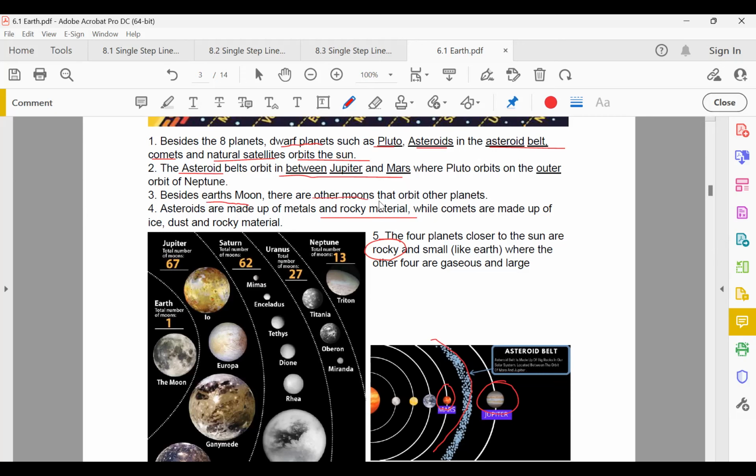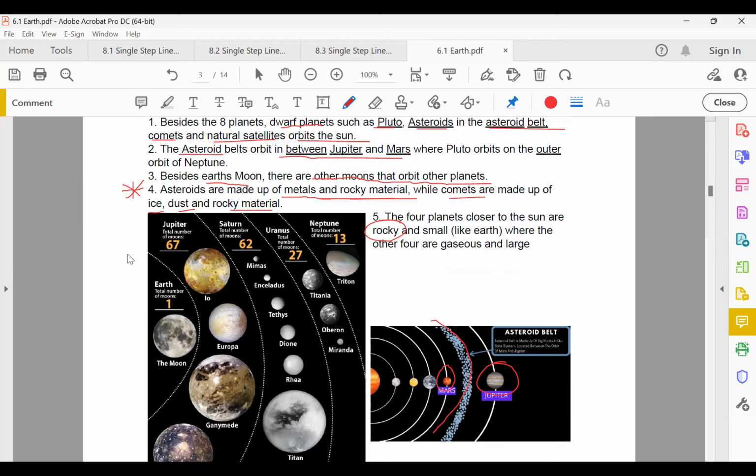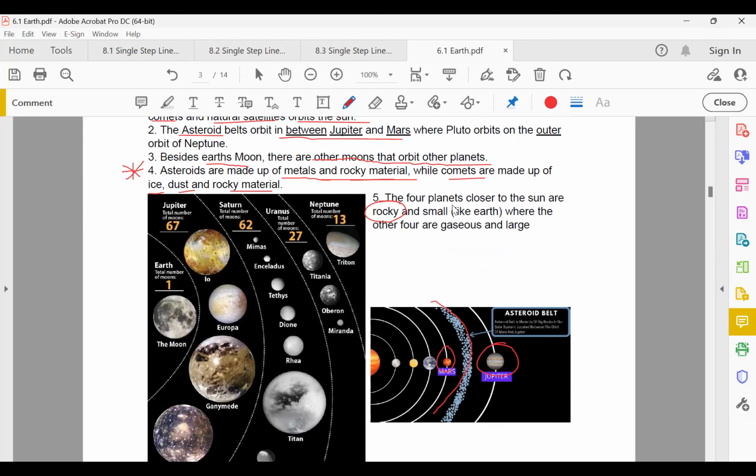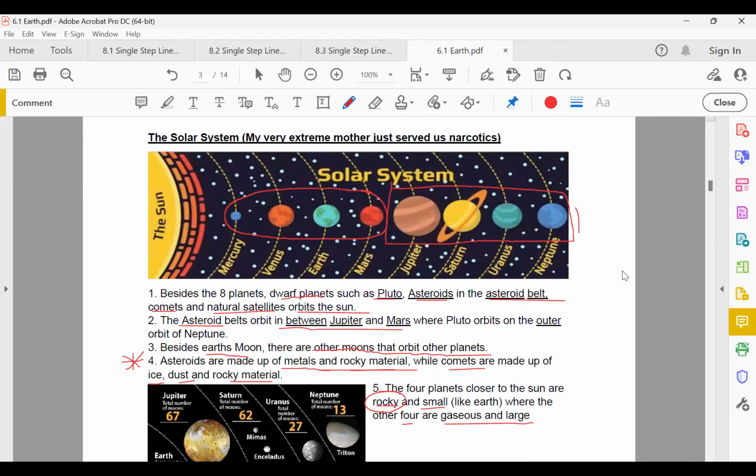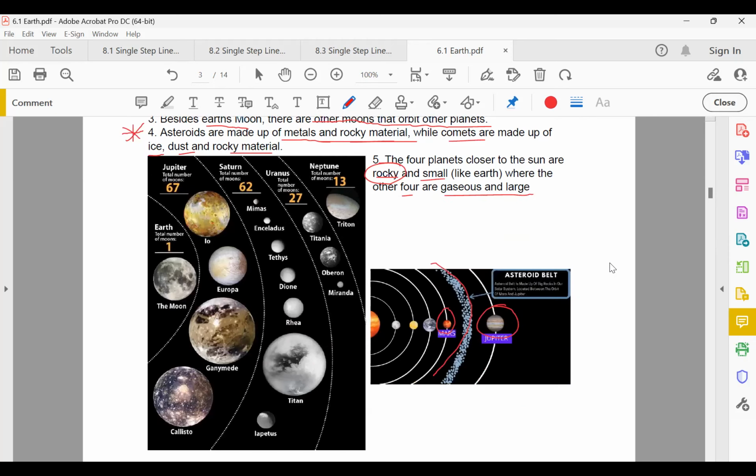Besides Earth's moon, there are many other moons that orbit the planets as well. Asteroids are made out of metals and rocky materials, while comets are made out of ice, dust, and rocky materials. I would put a little star on question number 4 here. If anything, I'm sure they will test your understanding on the difference between asteroids and comets, guys. So you probably want to know that. And finally, the 4 planets closer to the sun are rocky and small, where the other 4 planets are gaseous and large, guys, like I mentioned just now. Okay. Anyone has any questions with this part here? Should be fine, right? Quite straightforward.